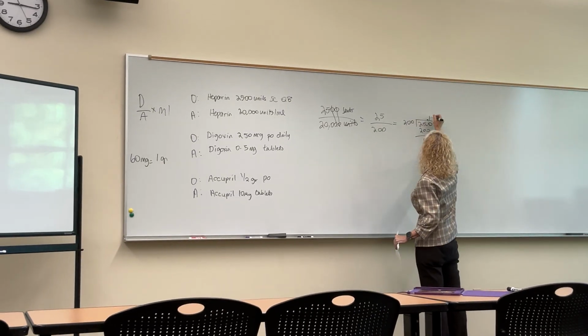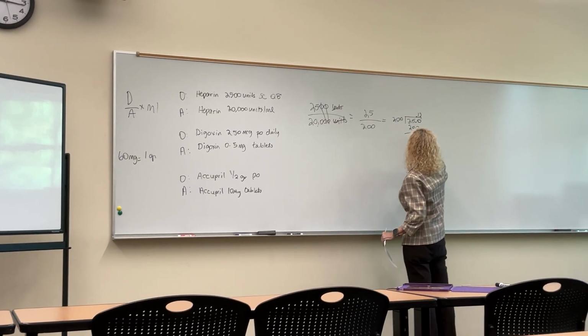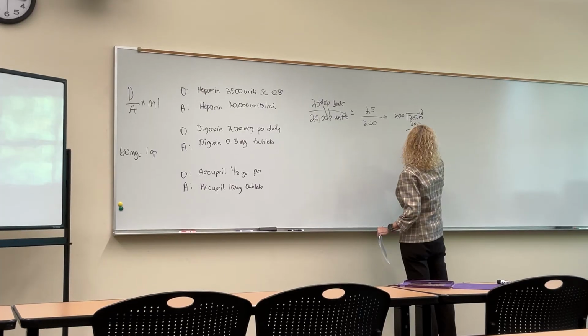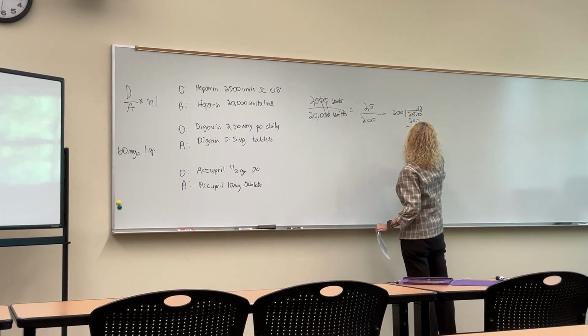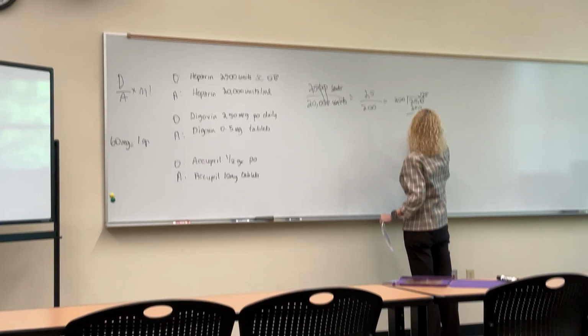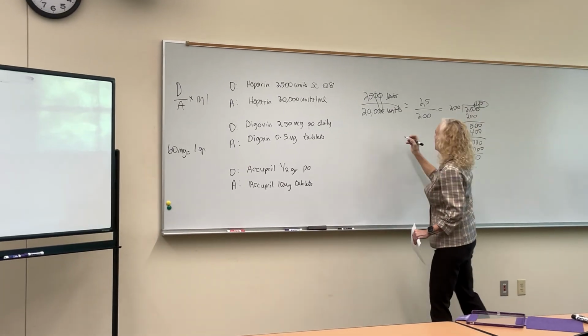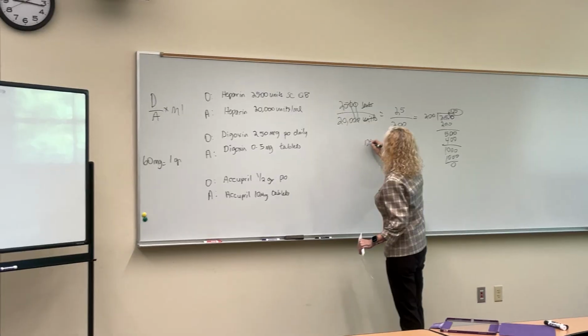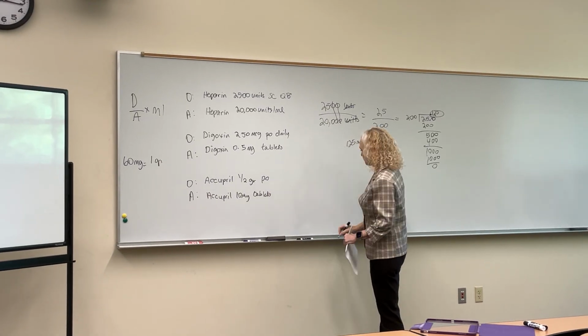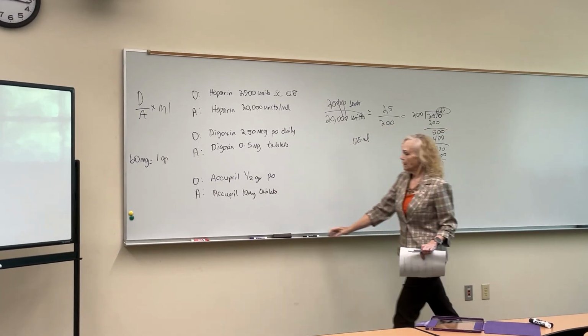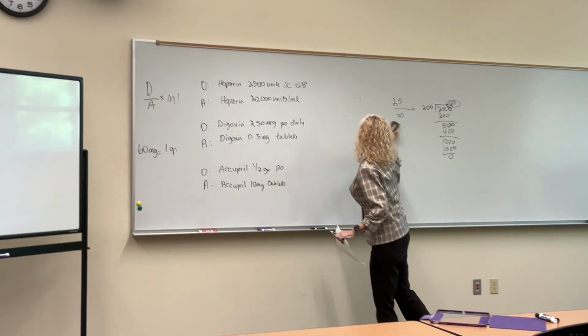200 goes into 500 2 times, that's 400. And then bring that down. 200 goes into 1,000 equally 5 times. So your answer is gonna be 0.125 milliliters. Okay? And then moving on to the next problem.